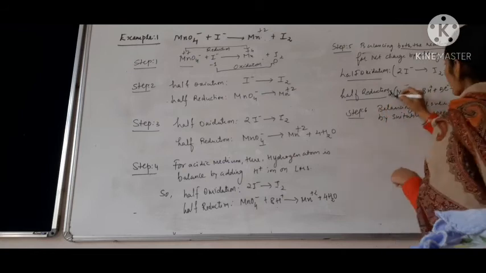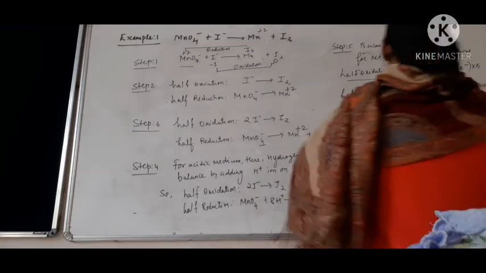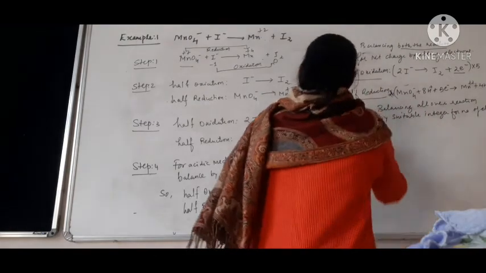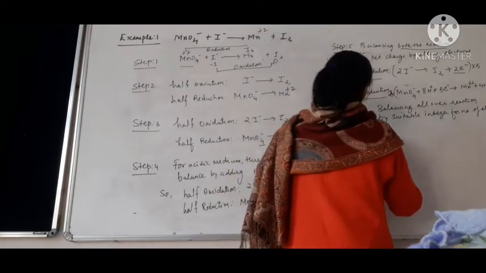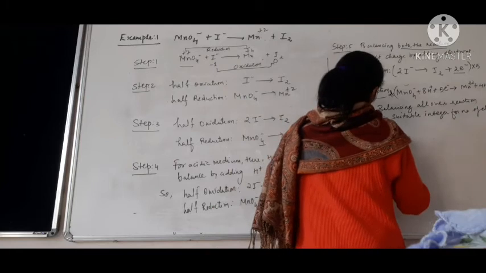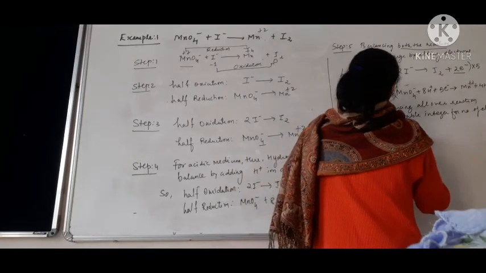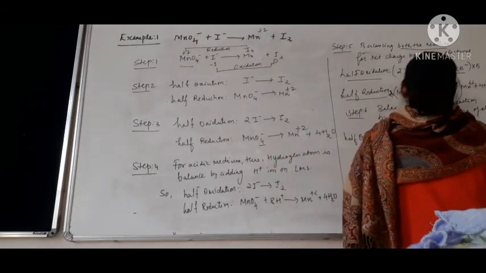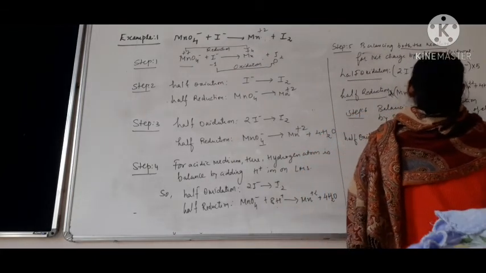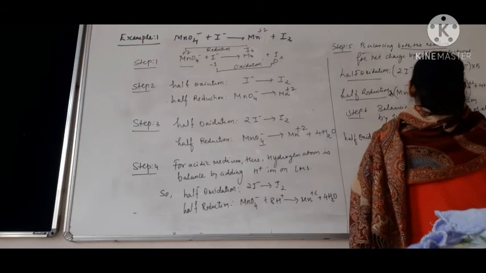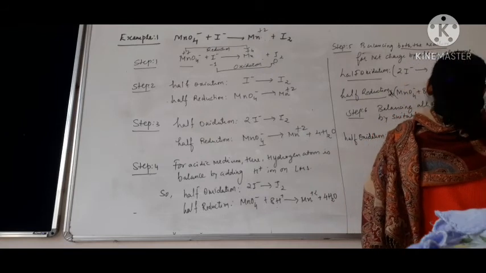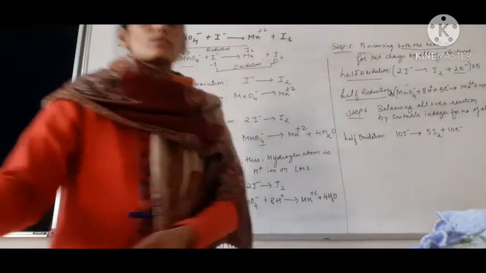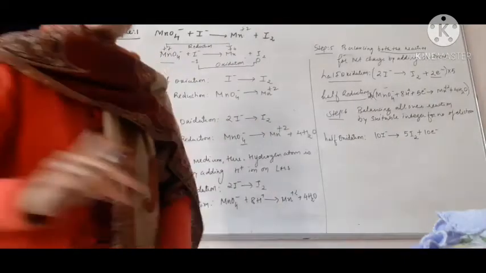Okay, so what is the net reaction we are writing over here for half oxidation? For half oxidation we have 10 iodine minus gives 5 I2 plus 10 electrons. You can see here how we are multiplying to get those 10 electrons.